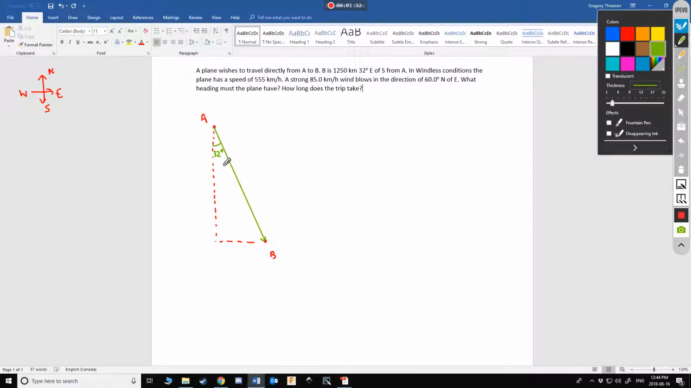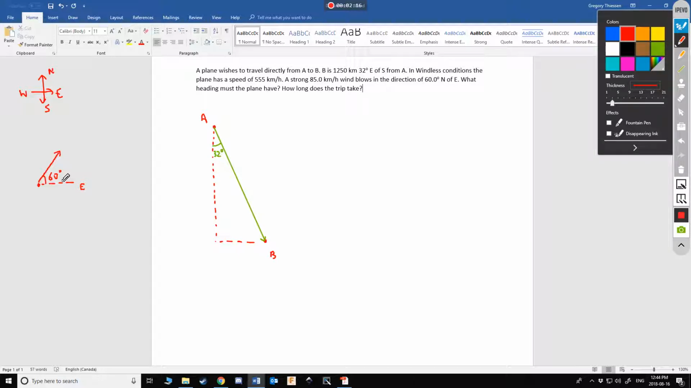However, if there's wind, it's still going to travel at 555 kilometers per hour relative to the air, but whether it's going against the wind or with the wind, it's either going to go faster or slower. Okay? So let's see, what is our wind vector? So a strong 85 kilometer per hour wind blows in the direction of 60 degrees north of east. So I'm going to draw that vector just off to the side to make sure I understand what that means. So east is like that, right? And it's going north of east. So the wind vector is going to look something like the following. And there is my wind vector.